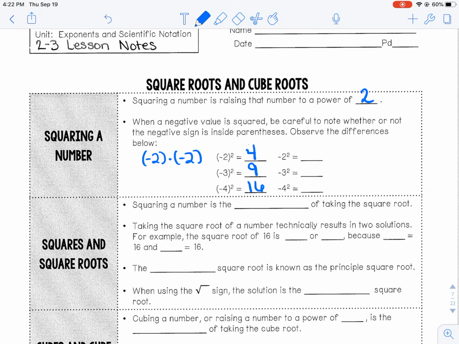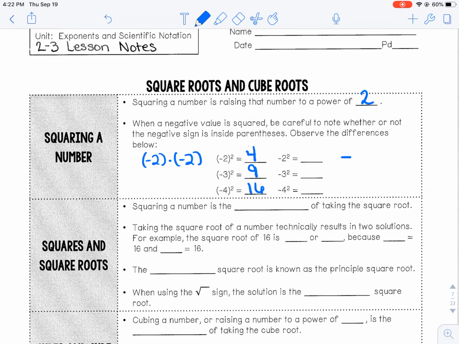Remember from an earlier lesson that if the parentheses are not there, it is only the 2 that is being squared. So you would have that negative sign, then 2 times 2. So basically what you have is a negative 4. Same thing happens when you have negative 3 raised to the second power without the parentheses. That would be a negative 9. And then the last one would be a negative 16. So remember, if the parentheses are not there, the negative sign is not included to be multiplied twice.